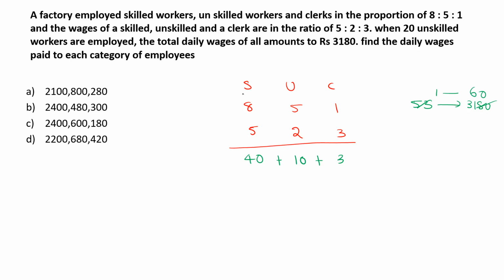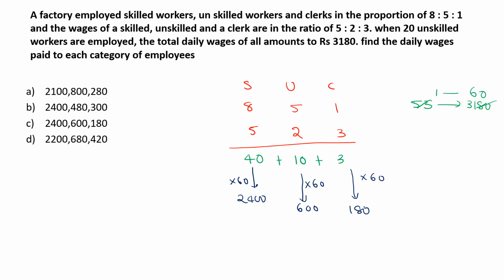Then the total wage of the skilled workers is 60 times 40. When the value of 1 unit is 60, to get the actual numbers, we need to multiply any term in that ratio with 60. So the total wage of the skilled workers would be 60 times 40, that is 2400. The total wage of unskilled workers is 60 times 10, that is 600 rupees. And the total daily wage of the clerks is 60 times 3 rupees, that is 180 rupees.